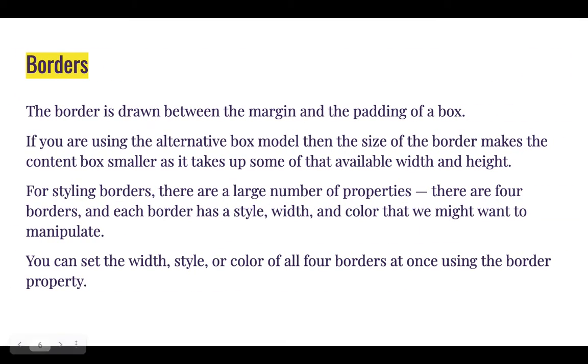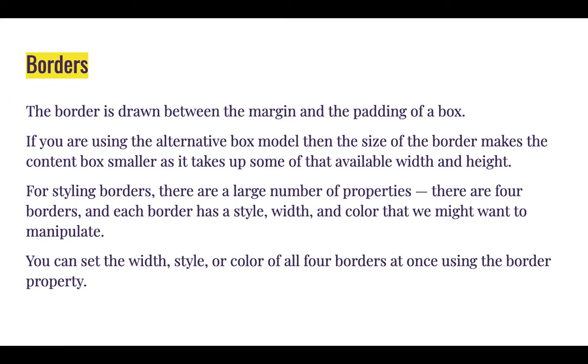Borders. The border is drawn between the margin and the padding of a box. We have seen and explained this in the first lecture. If you are using the alternative box model, then the size of the border makes the contents box smaller as it takes up some of that available width and height. For styling borders, there are a large number of properties. There are four borders, and each border has a style, width, and color that we might want to manipulate.